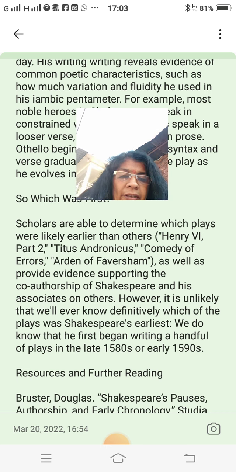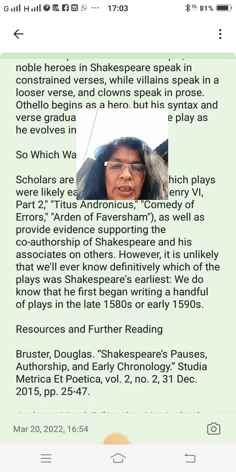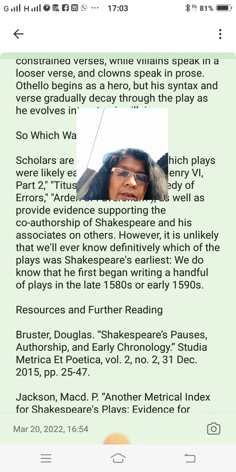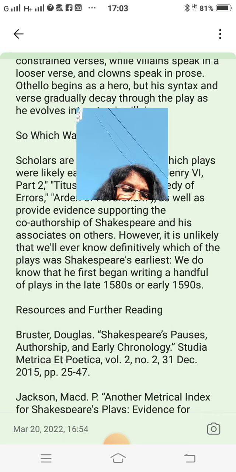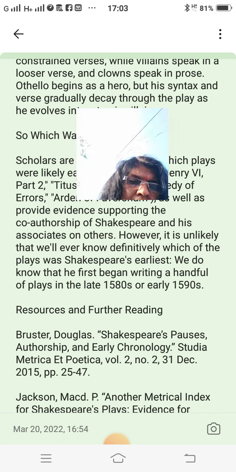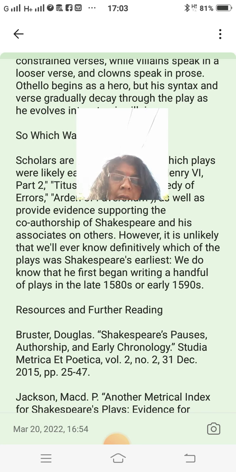Resources and further reading: Brutus Douglas, Shakespeare's Pauses, Authorship and Early Chronology, Studia Metrica et Poetica, Volume 2, Number 2, etc.